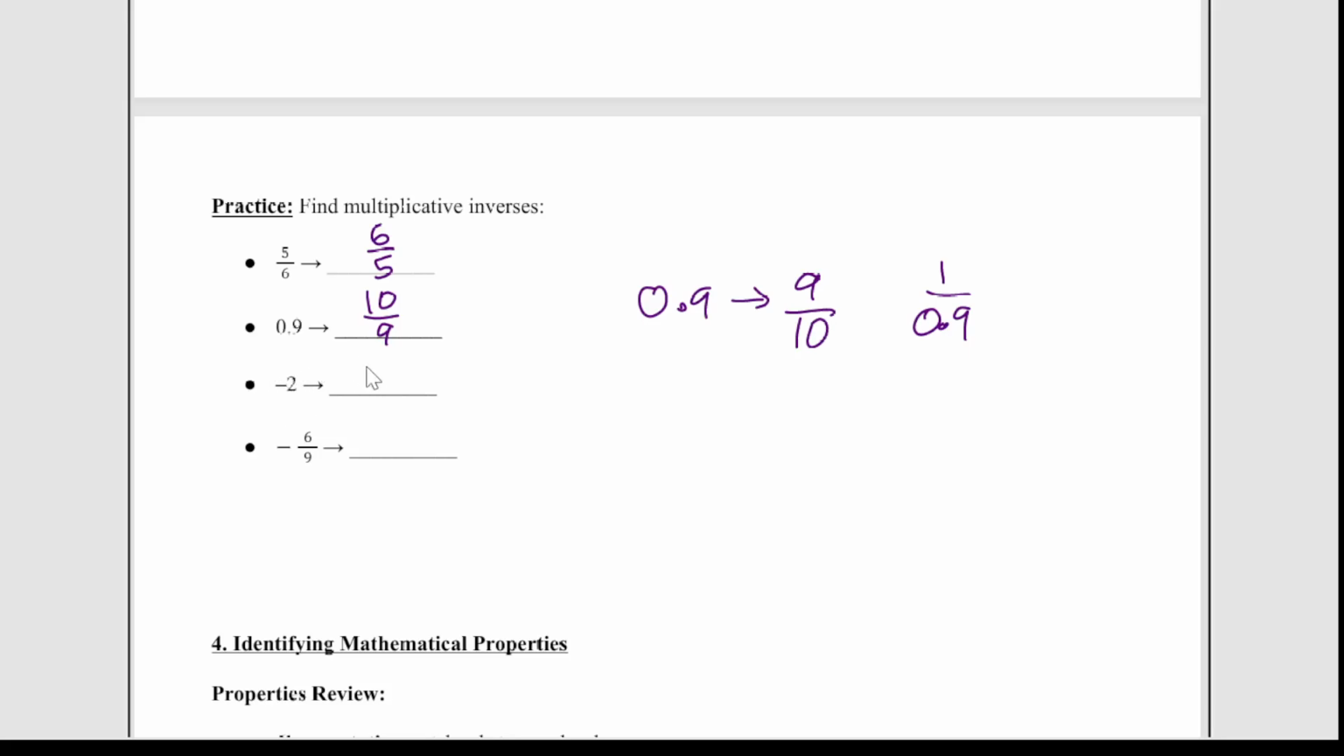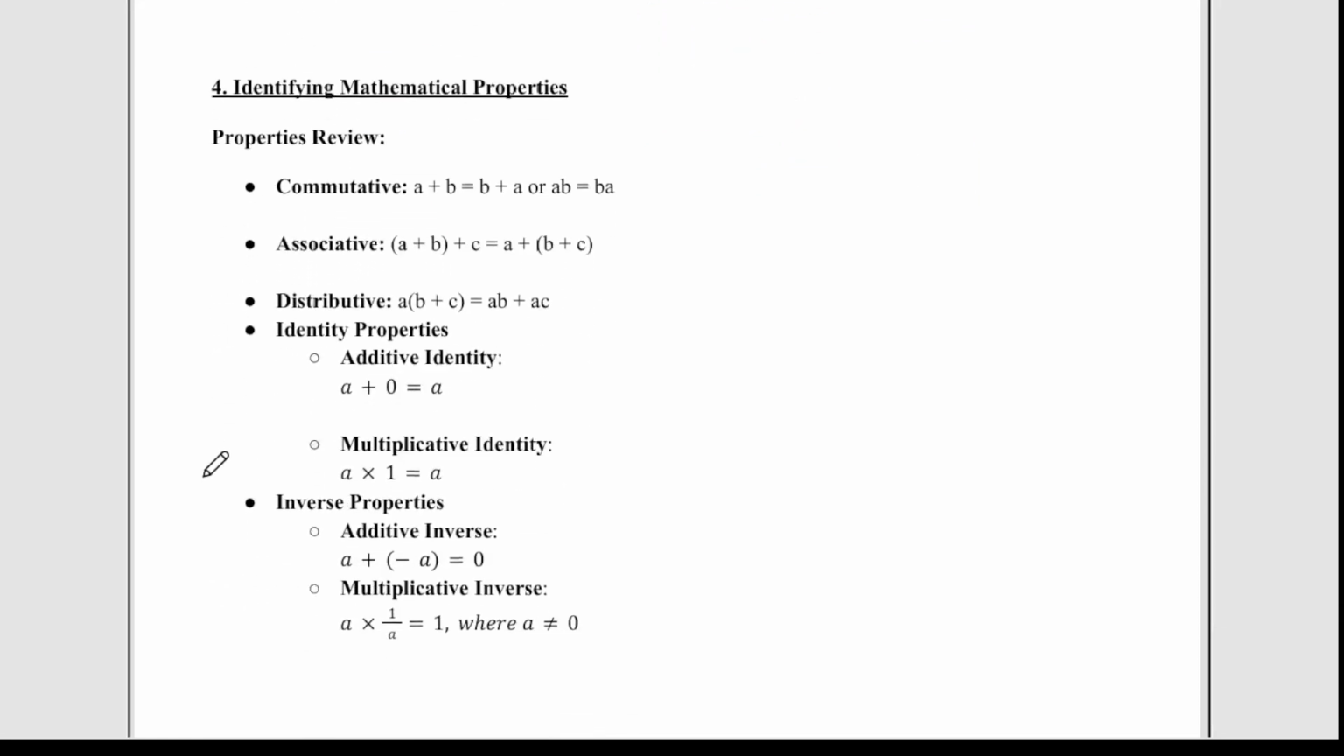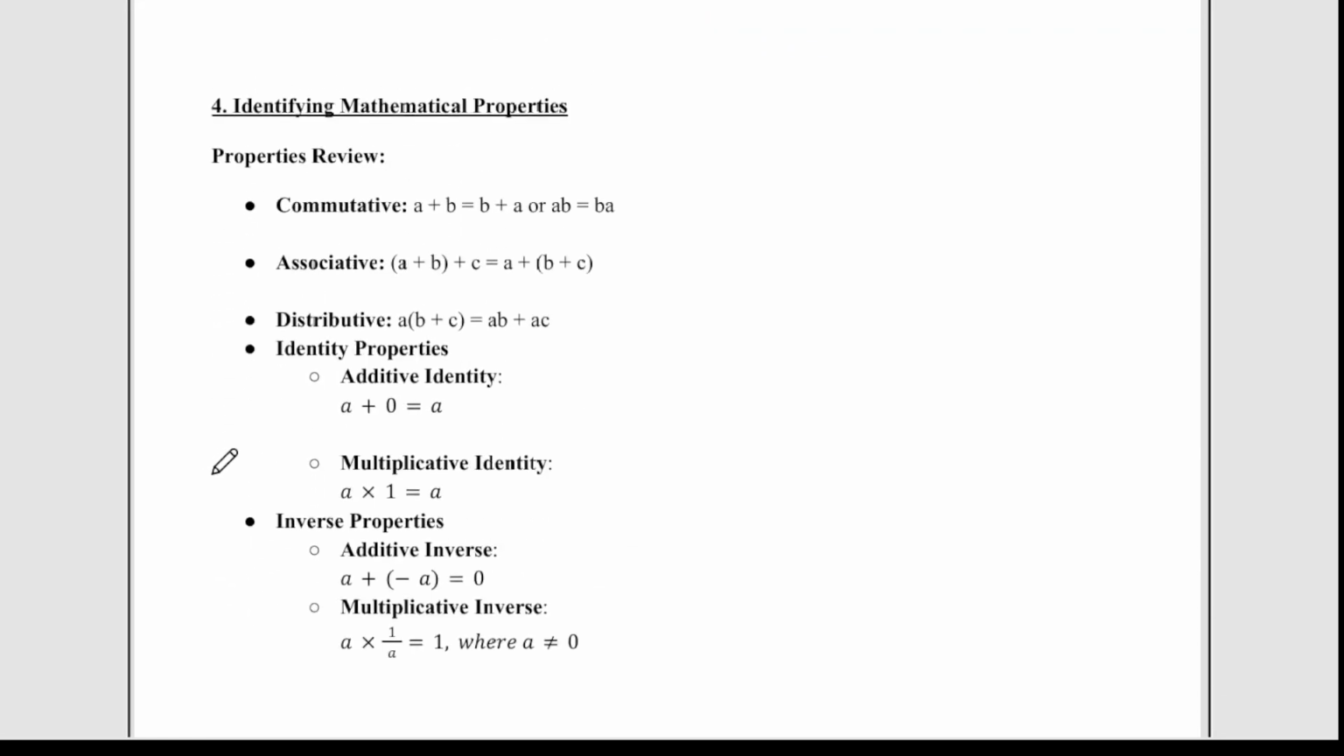For -2, the multiplicative inverse would be -1/2, because -2 times -1/2 gives us 1. And for -6/9, that would be -9 over 6, because -6/9 times -9 over 6 gets us 1. And if you just want the different properties in short form, these would be considered the different properties. The only thing that is missing on here is that for associative, you also have the associative property of multiplication as well, which symbolically would be considered that.